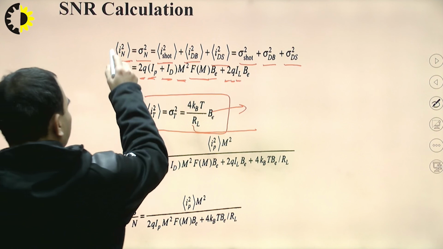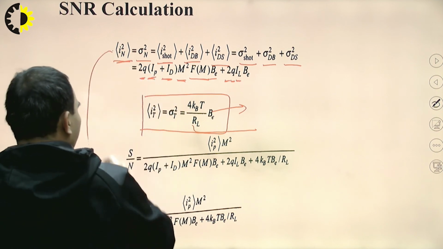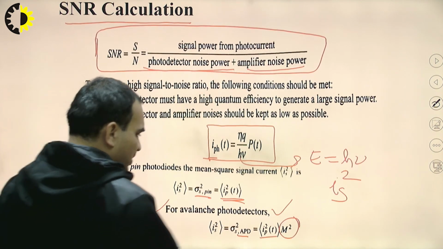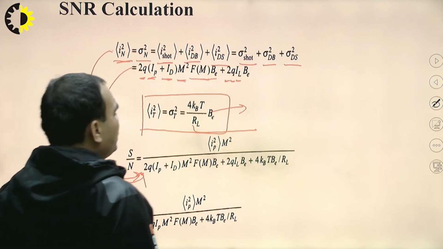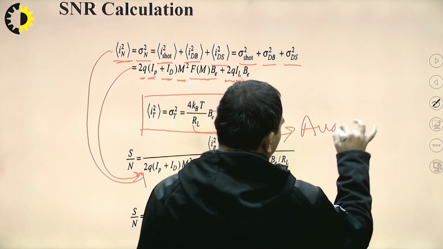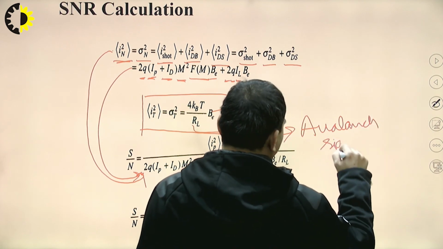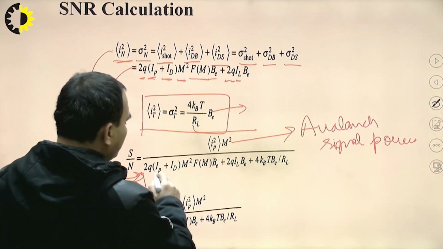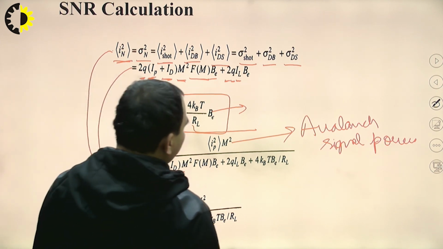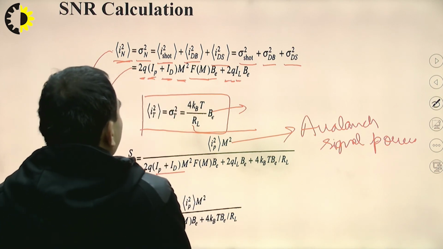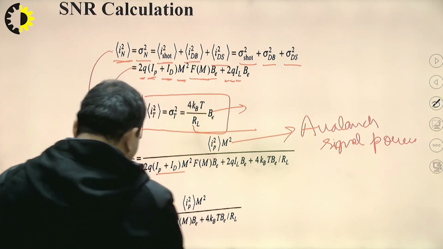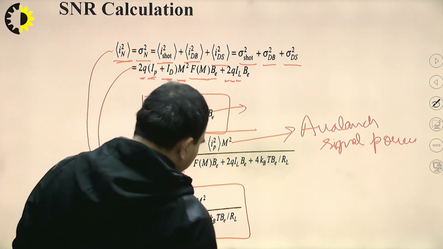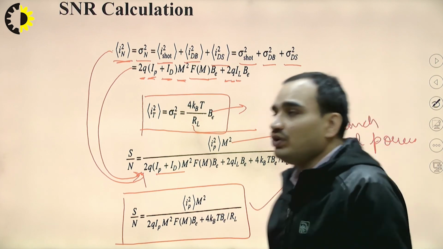So signal to noise ratio: substituting the value of the signal as well as the noise in this expression, the signal is I_P square M square. This is the avalanche signal power, that is I_P square M square divided by 2q(I_P + I_D) M square F(M) B_E plus 2q I_L B_E plus 4 k_B T B_E by R_L. So the signal to noise ratio is given by I_P square M square over 2q I_P M square F(M) B_E plus 4 k_B T B_E by R_L, where R_L is the load resistance. So this is the signal to noise ratio for the avalanche photodiode.